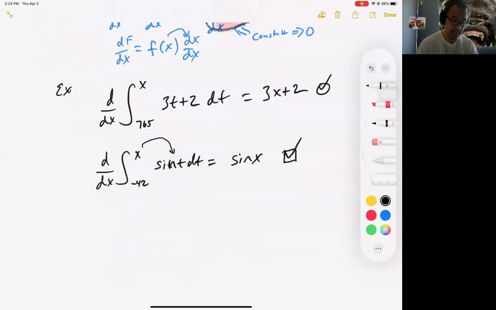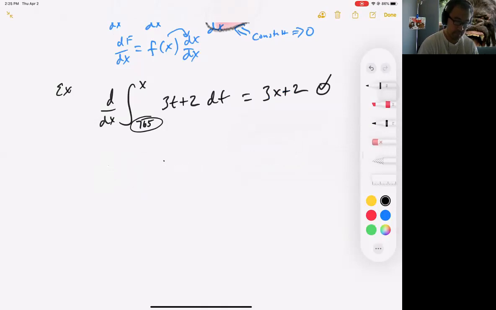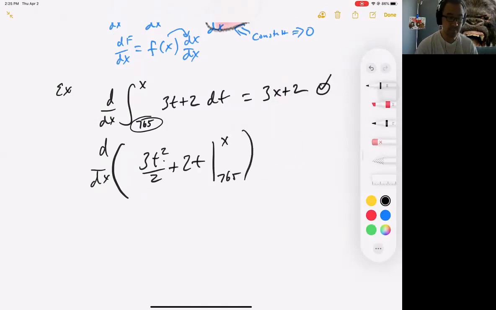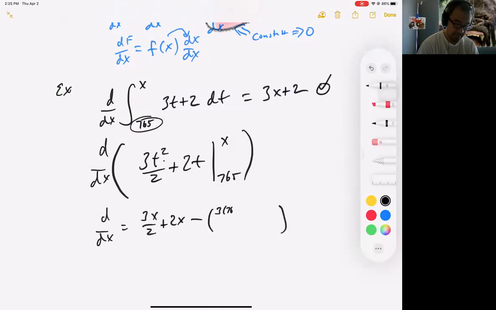Now, if we actually do the problem out, you might say, what matters about the 765 and the negative 42? Well, what's the derivative of any constant? Because if I plug this in, let's go ahead and do this equation here. Let's say I actually went ahead and took the integral, d over dx, integral of 3t plus 2 is 3t squared over 2 plus 2t. We're going to plug in x and 765. We plug in the x, 3x squared over 2 plus 2x minus 765 squared over 2 plus 2 times 765.